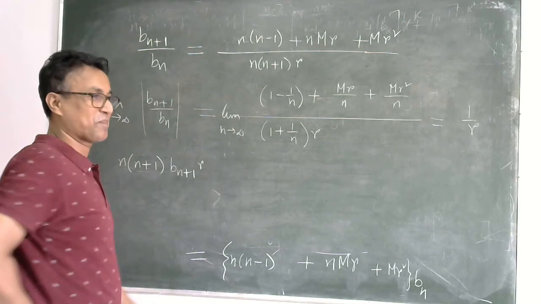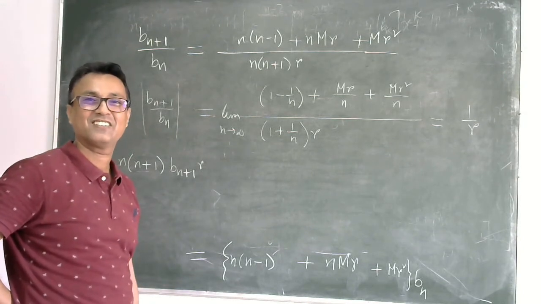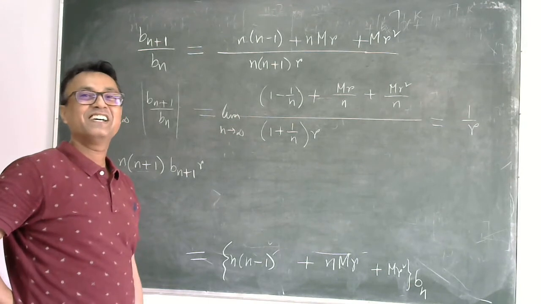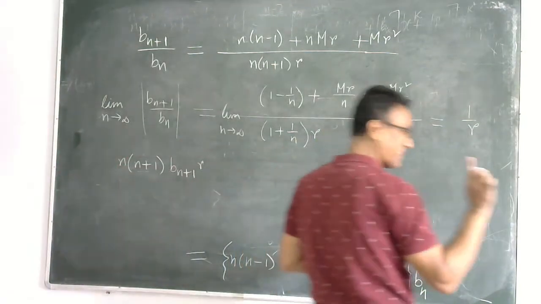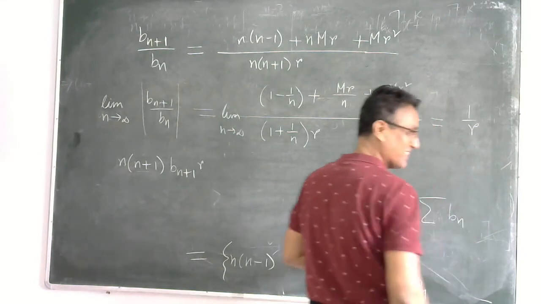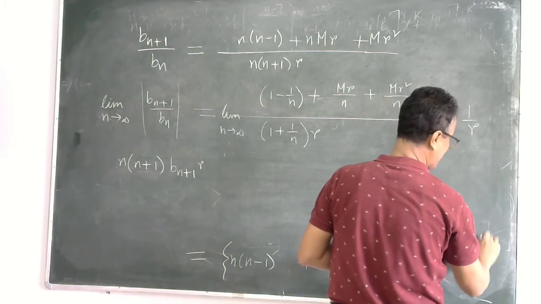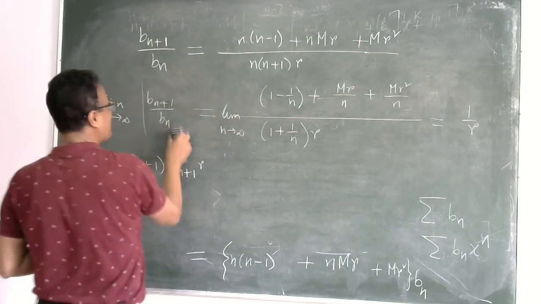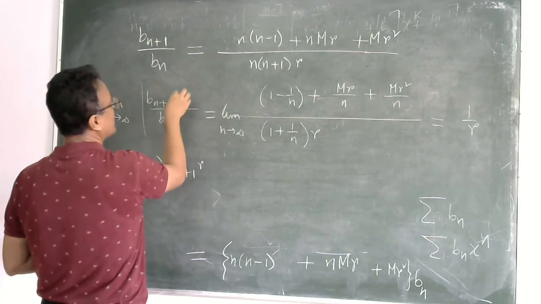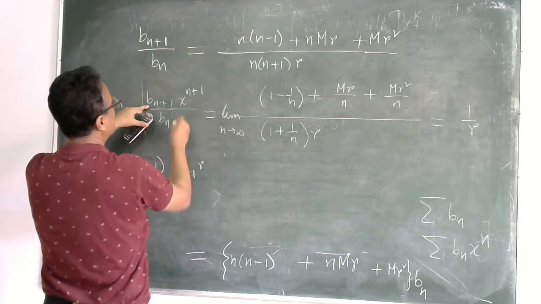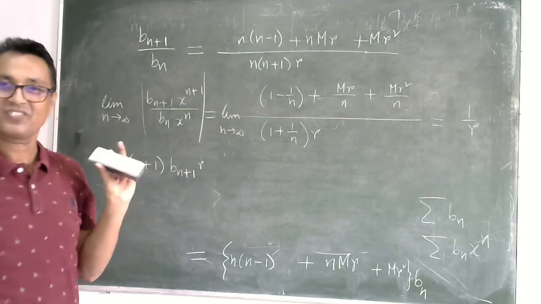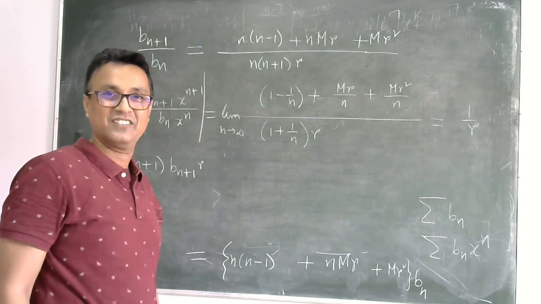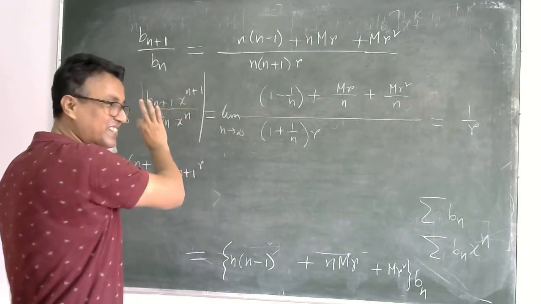Is this the ratio test? If this is, then is it convergent? No. See, my series is not this. My series is this, isn't it? So the (n plus 1)th term is x to the power n plus 1, and the nth term is this. Is it okay? I have to rope in x now here, isn't it? Although eventually, this was my objective, in fact.